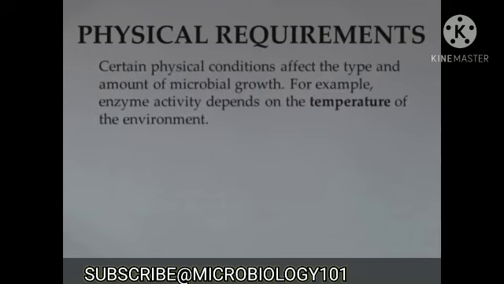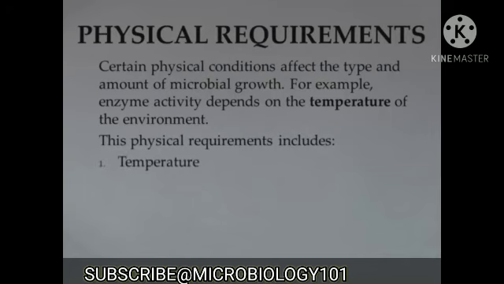The physical requirements for bacterial growth. The second category of requirements needed by microorganisms to grow and develop is the physical requirements. These are the environmental factors that are very essential in the maintenance of the body and adaptation to the environment. These include temperature, pH, osmotic pressure, and salinity.